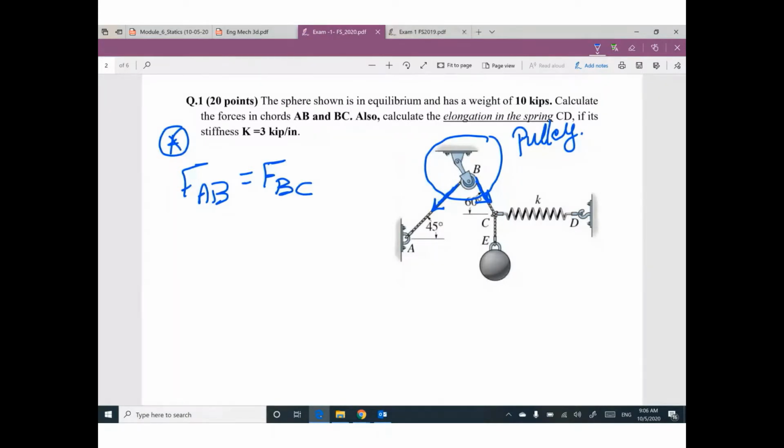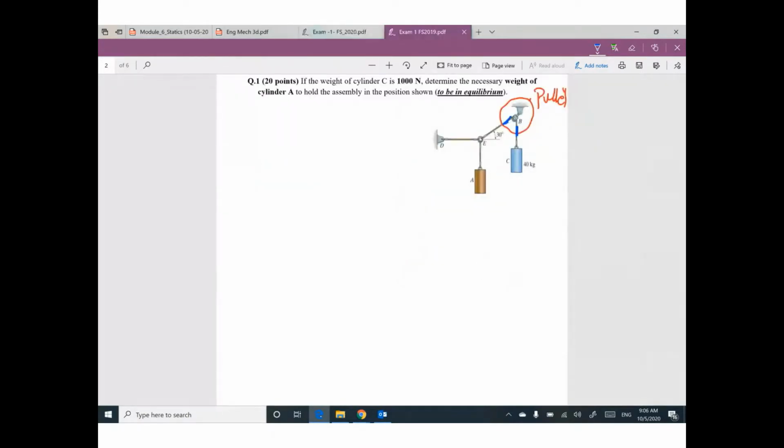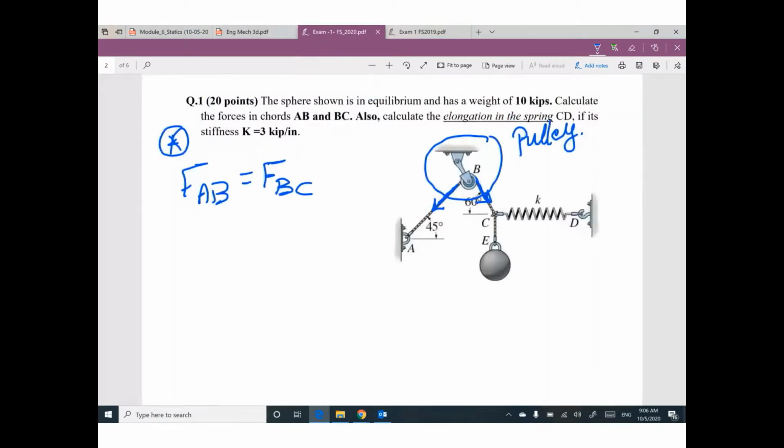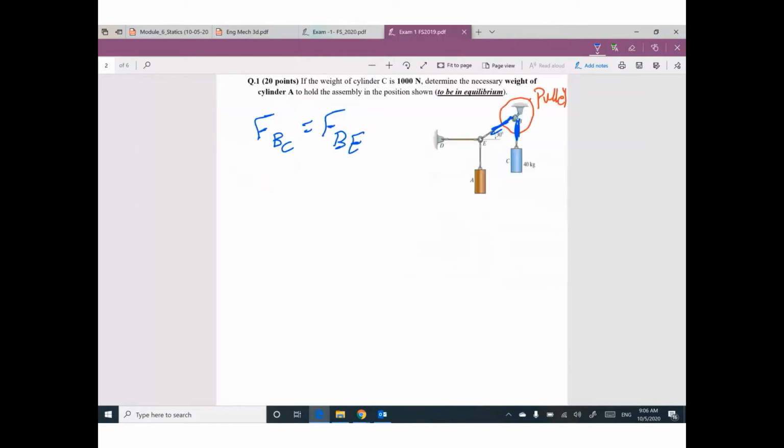Here, FBC equals FBE. This one equals this one. Can anybody tell me what is the difference between the two problems right now? This one was covered in the review session. This one was in the exam.